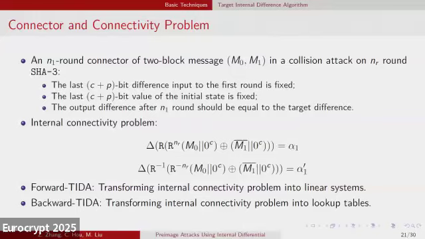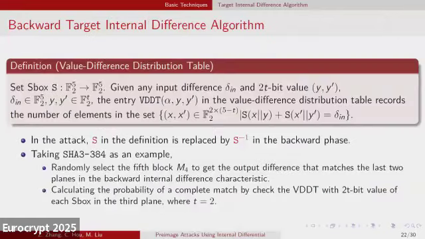In forward TIDA, this problem can be transformed into solving linear systems. And in backward TIDA, we transform the problem to lookup tables. For backward TIDA, we defined the value difference distribution table. The purpose is actually to estimate the complexity of the backward TIDA.